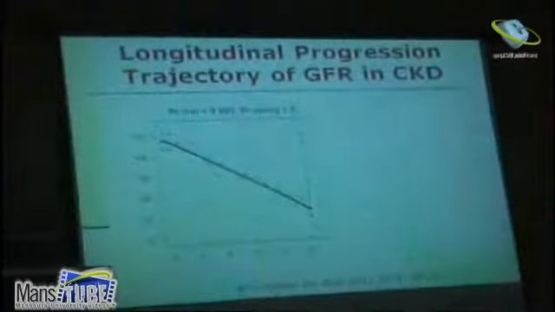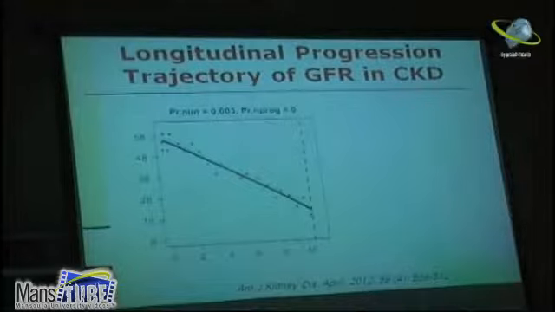Continue. As Professor Nagi mentioned, when we want to evaluate patients with chronic kidney disease, we should look at the progression of these patients. So we should not look at only one point of estimated GFR. We look at many points of follow-up.